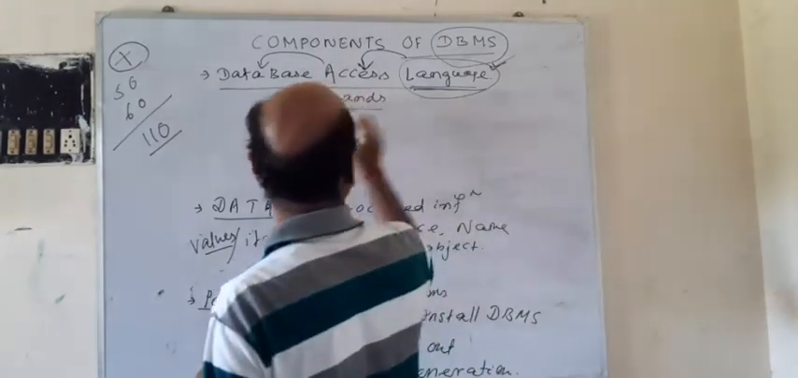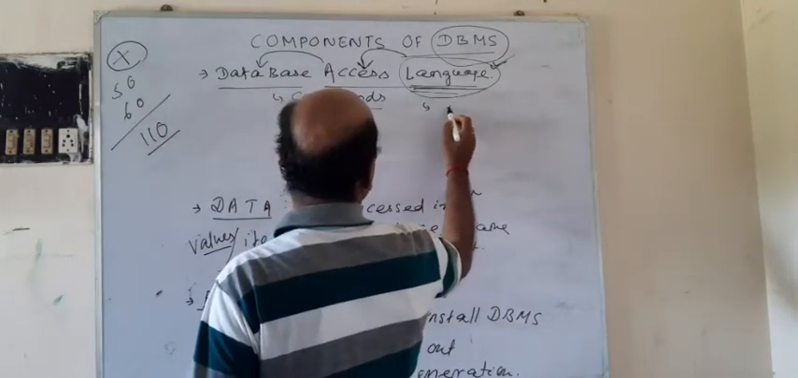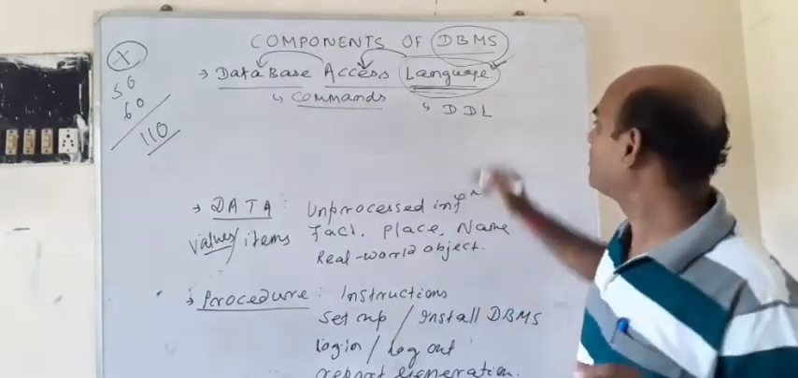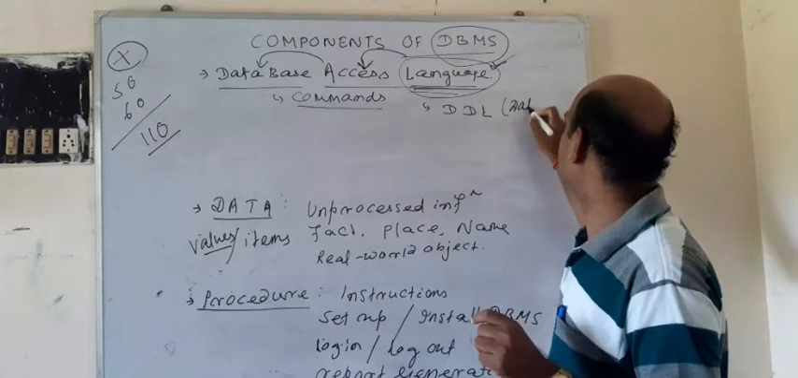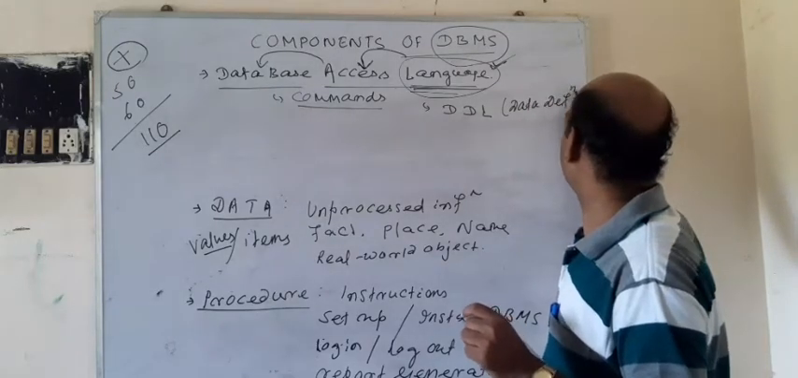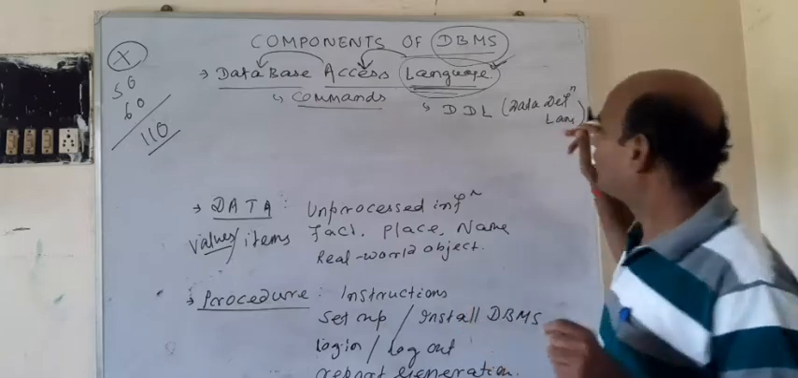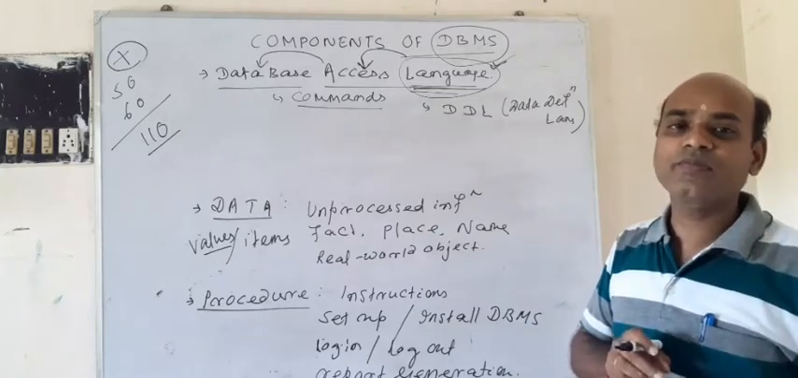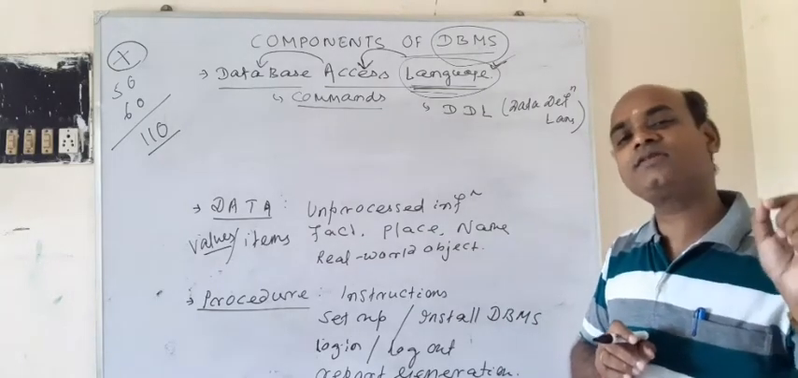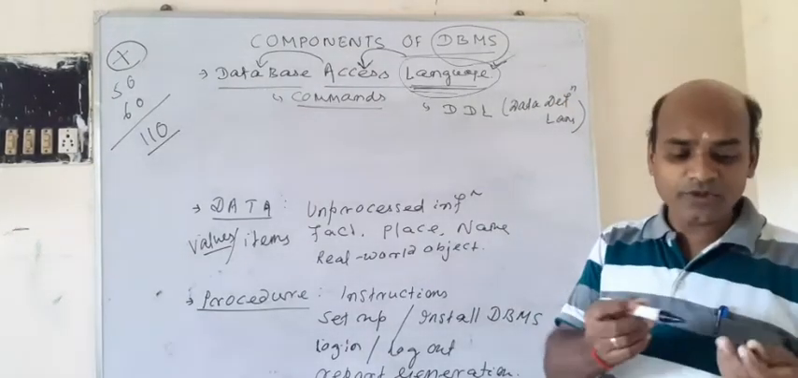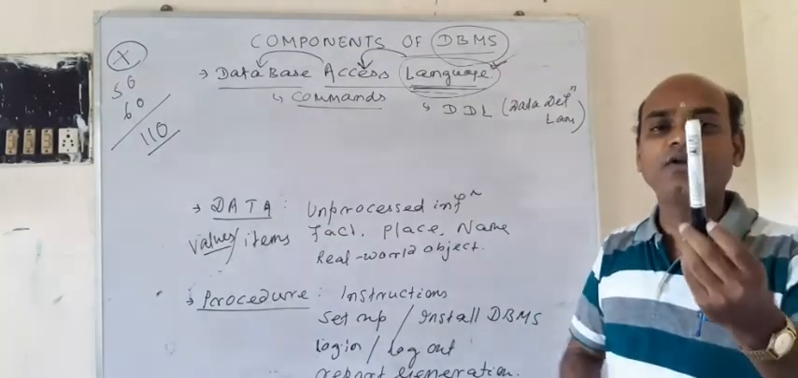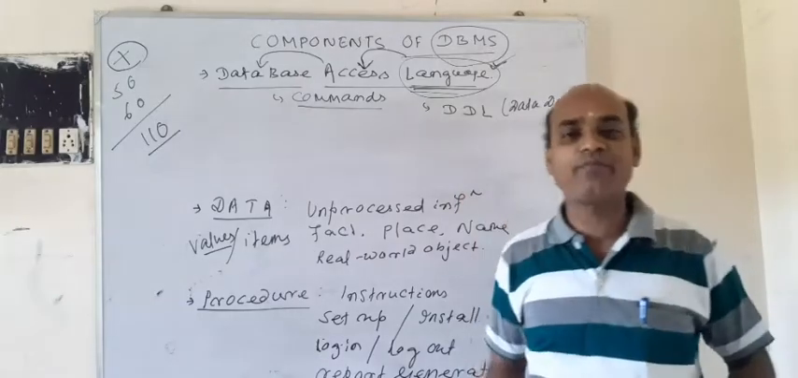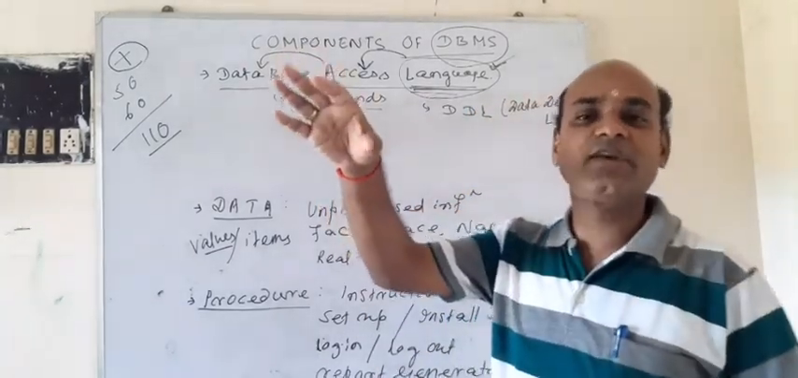Like DDL, data definition language. The data we are using must be defined. This is the data definition language. Suppose in an English dictionary, any word we are using will be placed in the dictionary, and only then can you use it. Suppose this is a marker. This marker is a word that also belongs to the dictionary, so we can use it. Tiger is also a name that belongs to the dictionary, and only then can you use it.